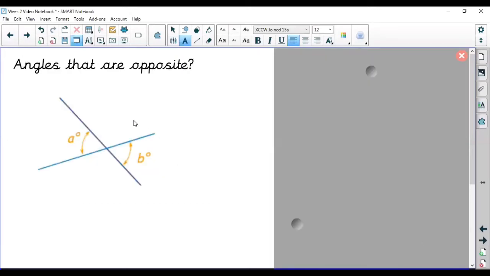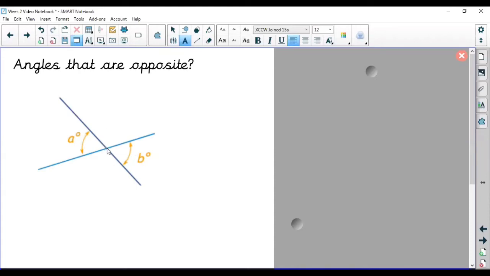Now, the next thing that you'll probably come on to in your learning is working with angles that are opposite. Now, we have two angles, angle A and angle B, and you can see that they are exactly opposite each other. Now, what do I notice about this? I notice that actually angle A is the same as angle B. So angles that are opposite are always equal. Okay, angles that are vertically opposite. So angle A is the same as angle B.